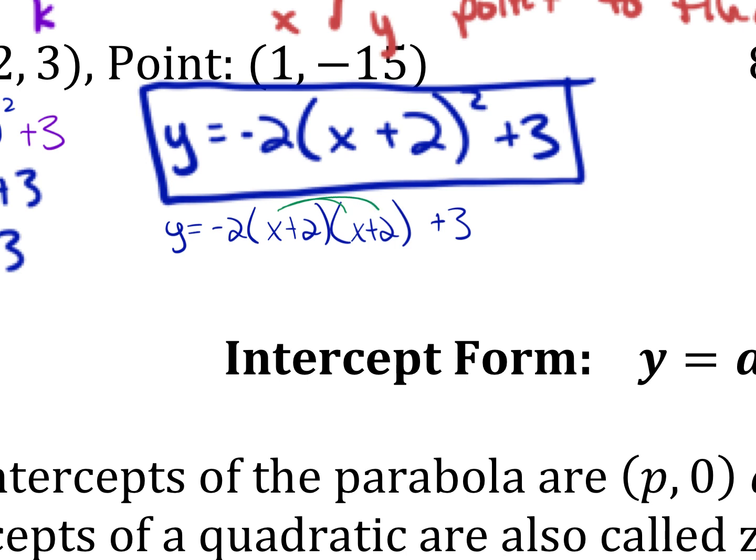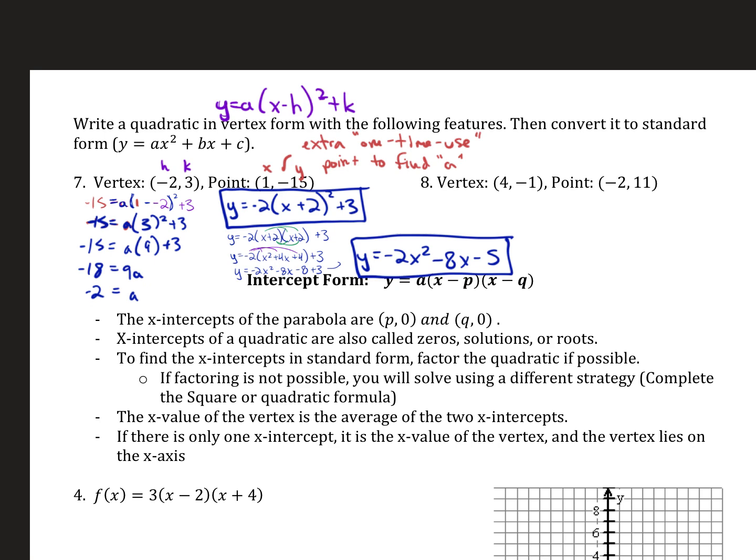Don't call it x squared plus 4. That's not how it works. FOIL, or double distribute: x times x, x times 2, 2 times x, and then 2 times 2. Once you get done foiling, your next step is to distribute that a value out front, negative 2, into your trinomial. And then you combine your like terms after you distribute the negative 2.